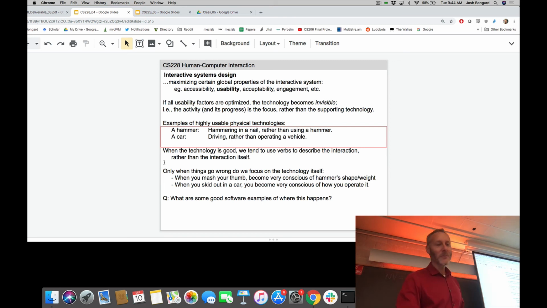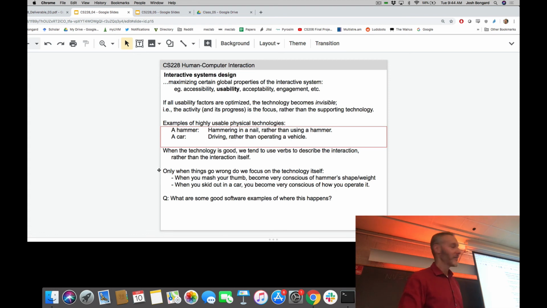All right. The opposite is when the technology doesn't work, and now I'm no longer hammering or driving. Something didn't work, and obviously it can't be my fault, the operator, right? It must be the thing. It's no longer a verb. It's demoted back to a noun, right? Google's not working. It's not, I don't know how to Google. It's the thing that's the problem.